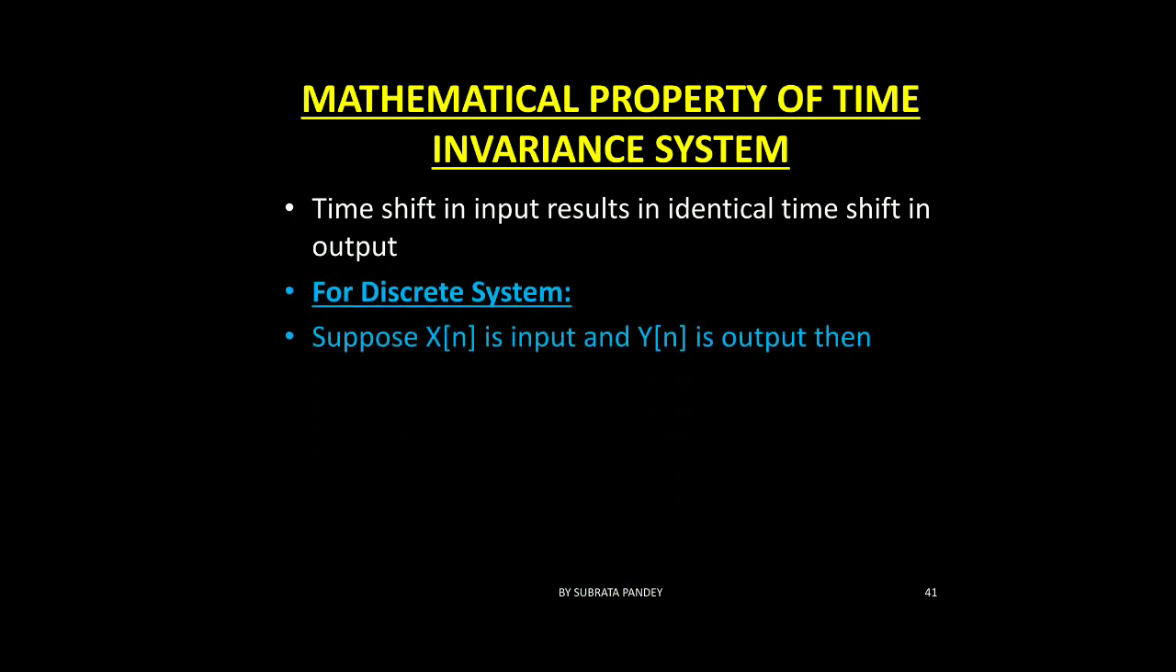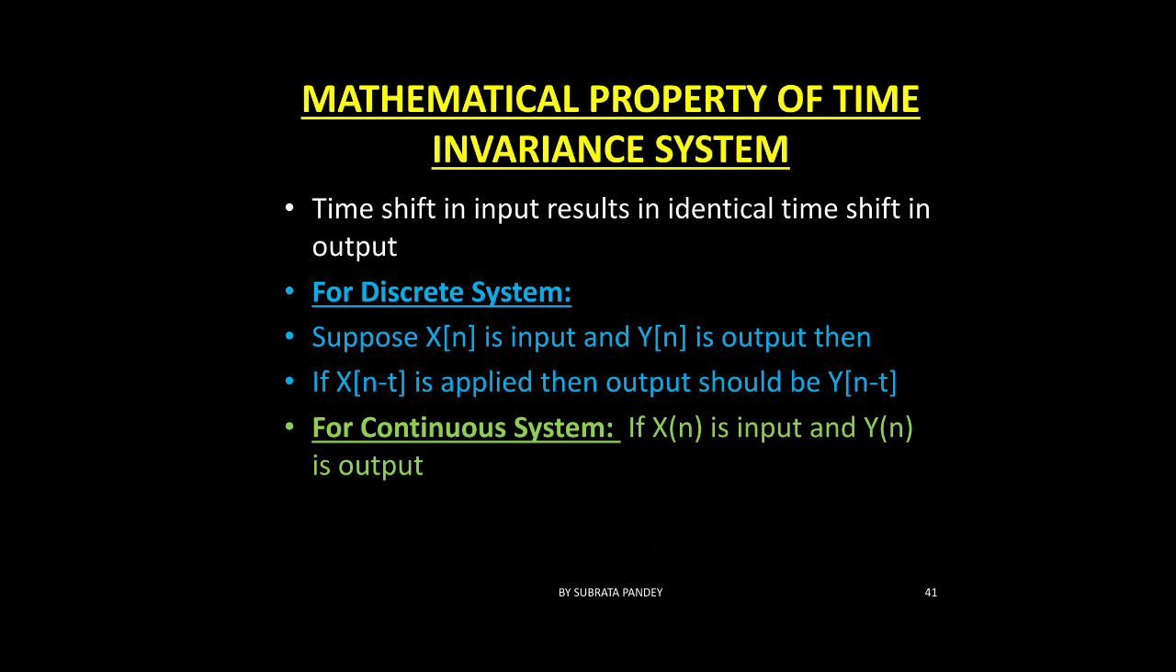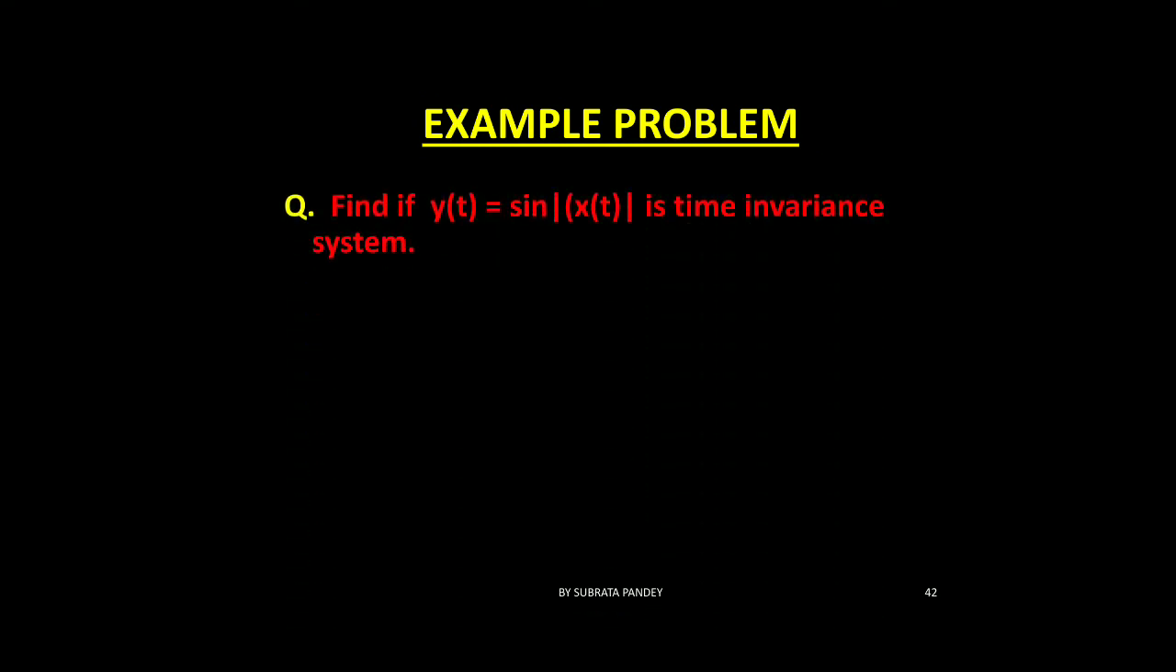Let's see. For a discrete system, suppose we give input x of n and get output y of n. Then if in the same system we give input x of n minus t, where t is the delay in time, the output should be y of n minus t. In the case of a continuous system, if x of t and y of t are input and output, then when x of t minus t is applied, the output should be y of t minus t. So let's see an example problem.